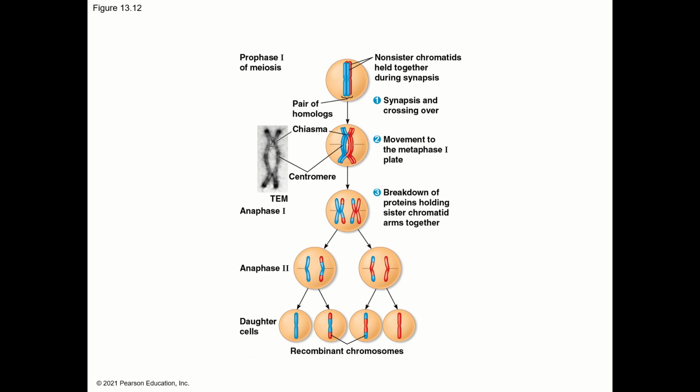Here what we see is, in prophase 1 of meiosis, non-sister chromatids, so a set from the father and a set from the mother, are held together during synapsis. And therefore we have a pair of homologs. Synapsis and crossing over occurs. At the chiasmata, that's where these are tightly bound and pinched, and we have the centromeres that are holding the sister chromatids together, but the chiasmata that is holding the non-sister homologs together.